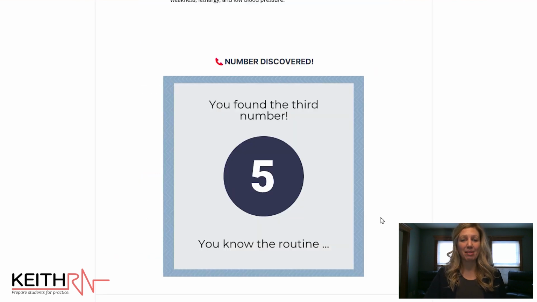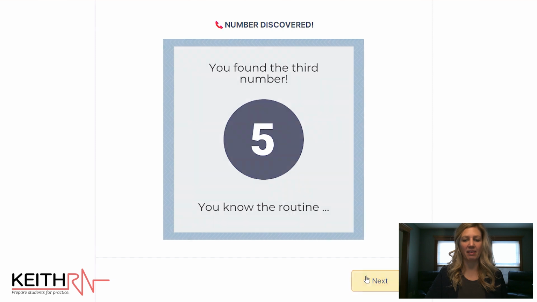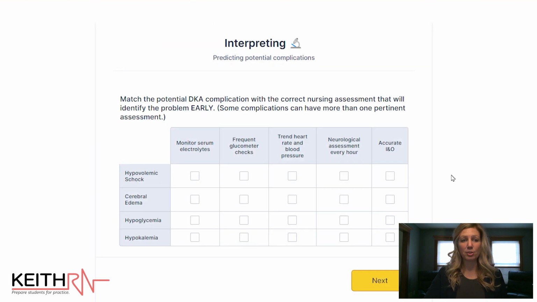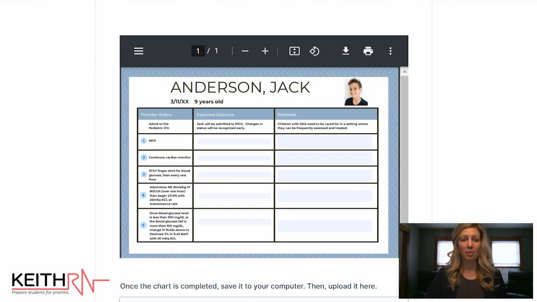Again, throughout this assignment, students are collecting numbers for a phone number that they will use to text an update at the end. This is an example of a matrix style question. Students will be able to click these boxes, and this exact chart will be sent to the instructor at the end. At this point in the case study, we are in the responding phase of care.